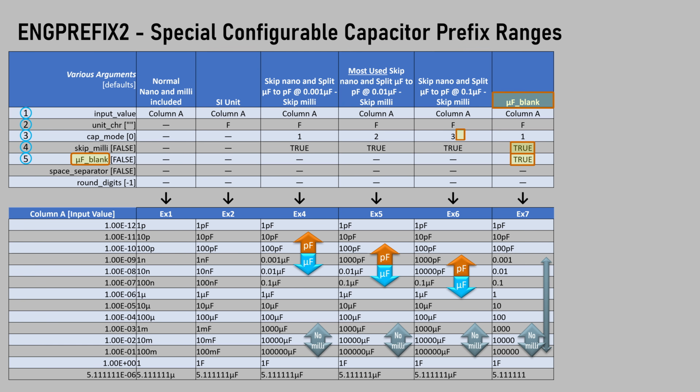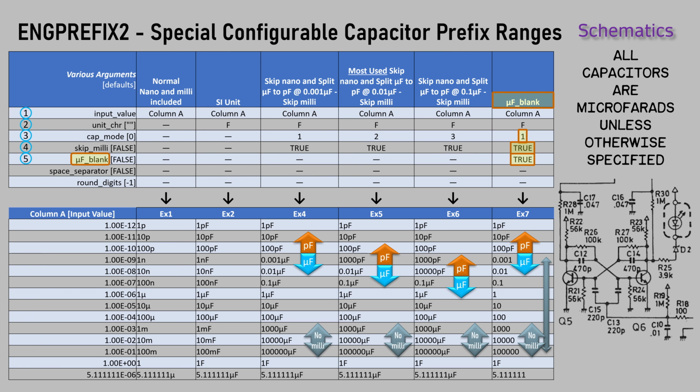Notice the cap mode is set to 1. All values below 0.001 microfarad are in picofarad. This setting is most useful when you have schematics that indicate all capacitors are microfarads unless otherwise specified. It reduces clutter and makes extra room in the schematic.